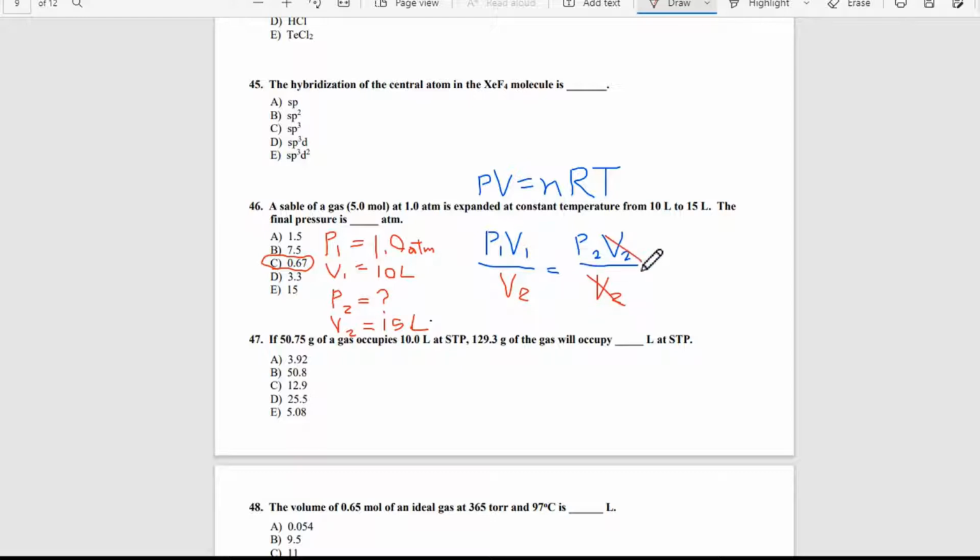That will cancel out. This is a little algebra: solving for the variable that I don't know. Get it by itself, and then plug in your numbers and solve, and you're good to go.